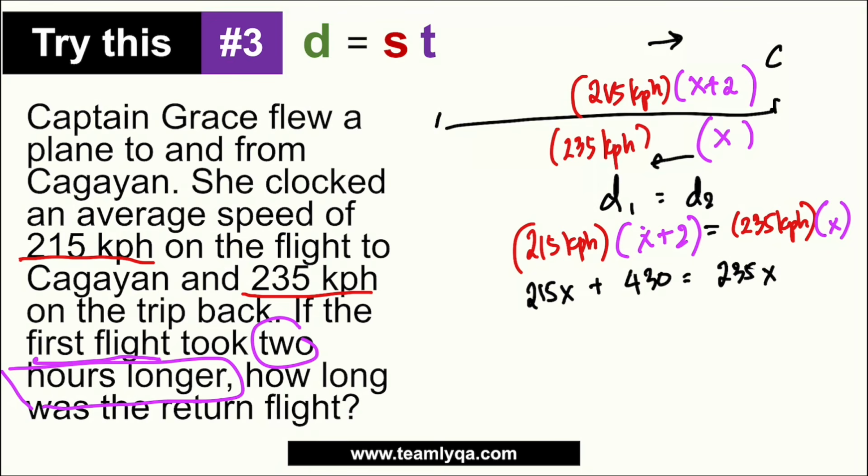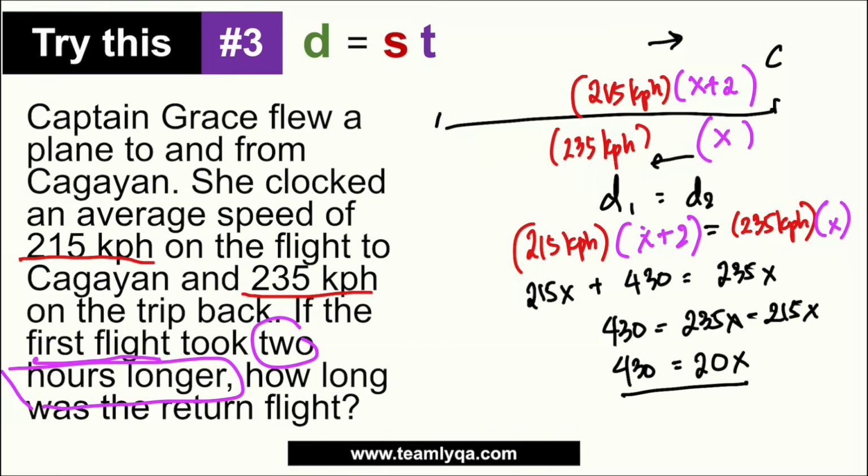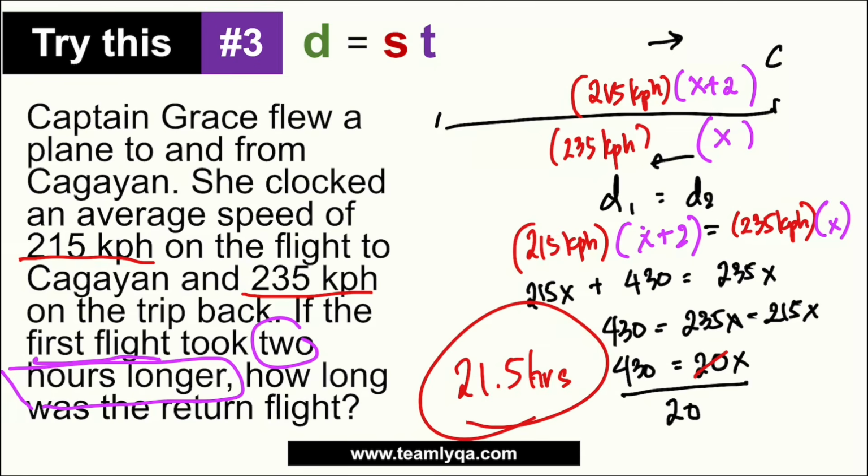Iiwan natin yung x sa isang side. At para manatiling positive ang lahat, mas gusto ko na maiwan yung 430 dito. Equals 235x minus 215x. So now you have 430 is equal to 20x, kasi may minus lang natin. So, sinubtract natin yung 215 sa 235x. 20x, i-divide natin both sides by 20. Makakancel natin ito. So, the answer is 21.5 hours.